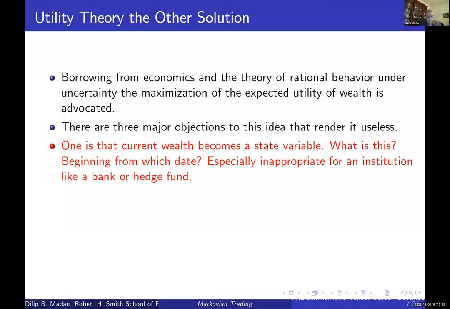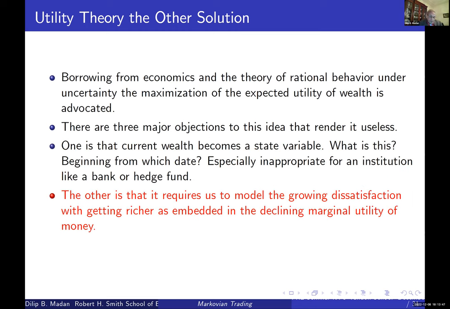And most people developing trading strategies are not even contemplating such a variable as part of their decision. So it's, I would say, an academic theoretical state variable to be ignored. And the other thing is that it requires us to model the growing dissatisfaction with getting richer, as it is embedded in the declining marginal utility of money. And I've not met any trading people that have this illness of getting dissatisfied with getting richer. And so that's a bad idea.